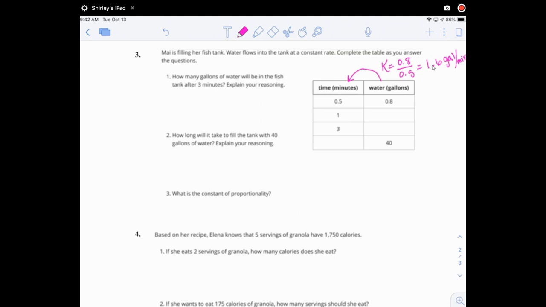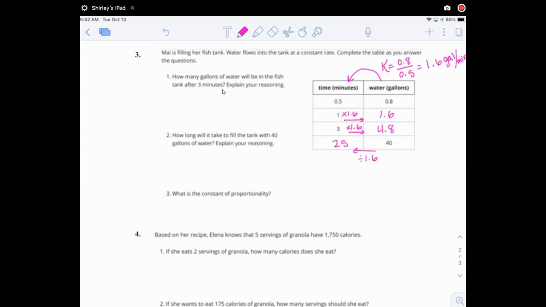So now I'm going to use that to fill in the table. Multiply times 1.6 gives me 1.6. 3 times 1.6 is 4.8. And then remember, when we're moving backwards, the opposite of multiplication is division. So just go back to where we started. We're going to do 40 divided by 1.6, and we get 25.